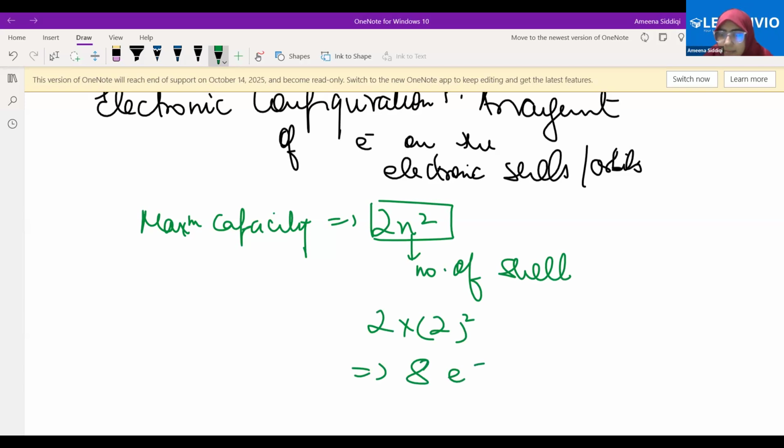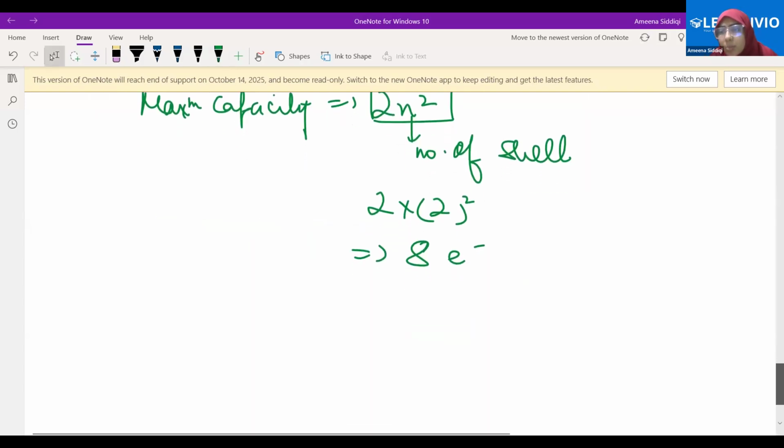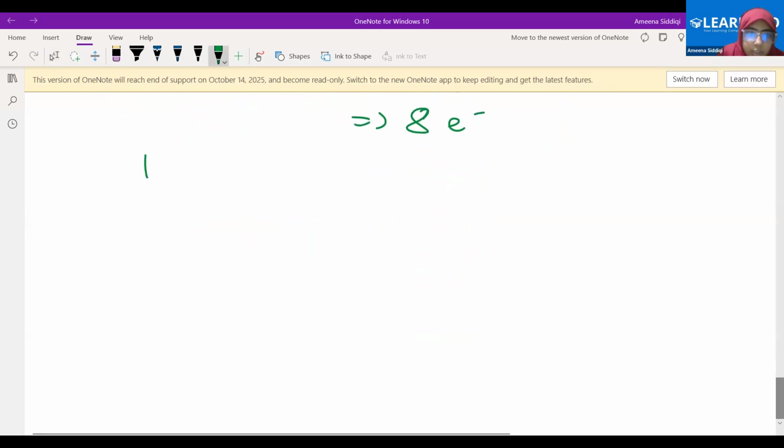Is it clear? Yes. Fine. So the maximum number of electrons is given by what formula? 2n square. So for the first shell, what will be the value of n here? It will be 1. And what is the maximum number of electrons here? 2. Okay, 2 electrons are the maximum for the first shell.